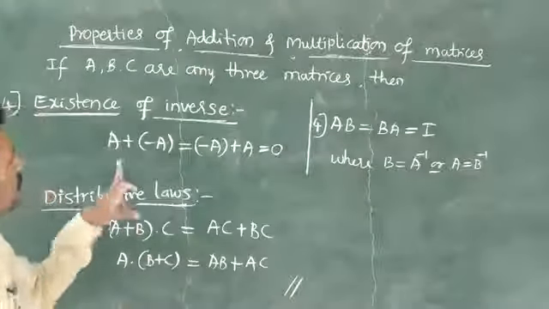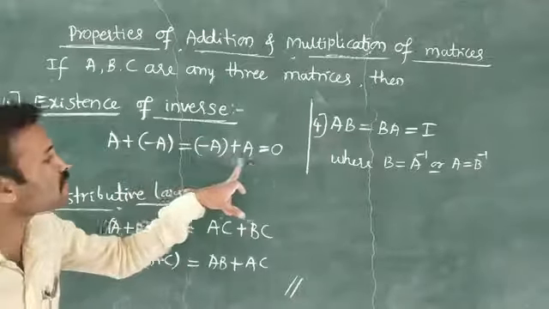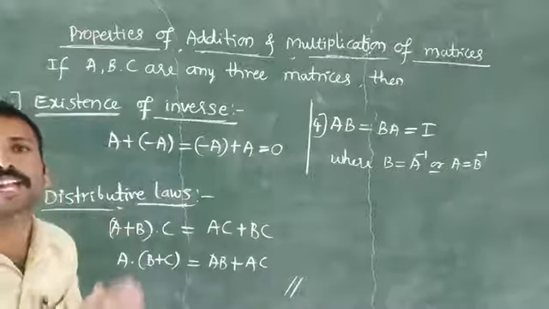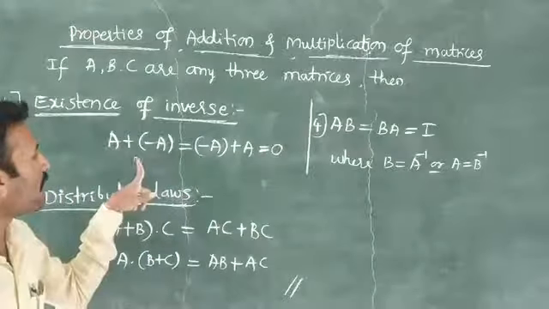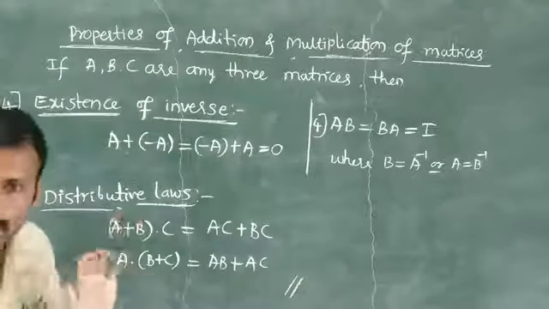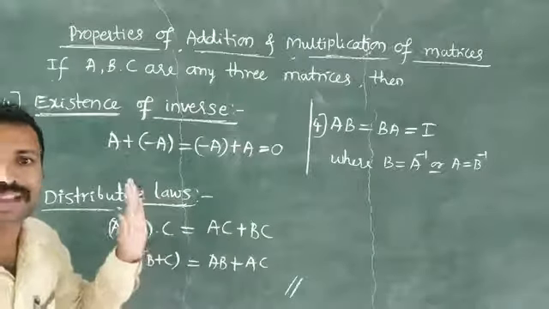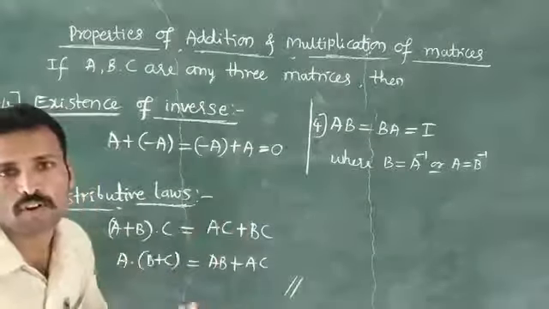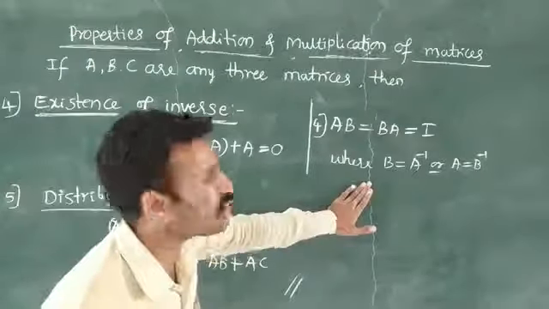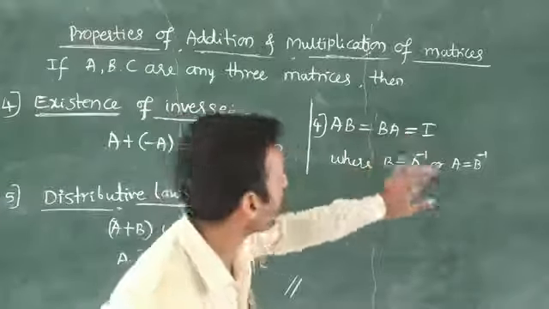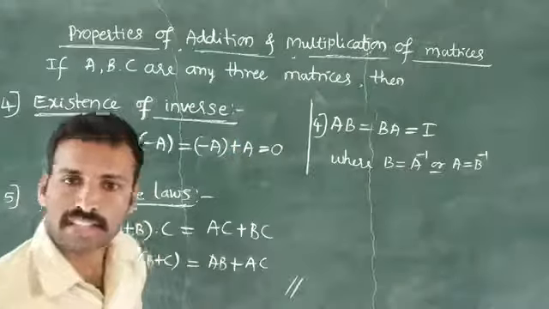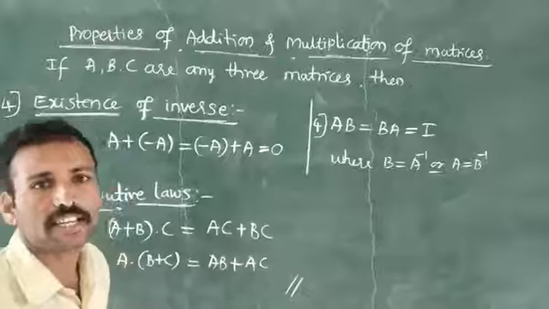Existence of inverse, that is A plus of minus A is equal to minus A plus A is equal to 0, where minus A indicates the negative of matrix A, also called the inverse element of matrix A, and 0 is called the zero matrix of order n. Similarly for matrix multiplication, AB is equal to BA is equal to I, where I indicates the identity matrix, and A is called the inverse of B, and B is called the inverse of A.